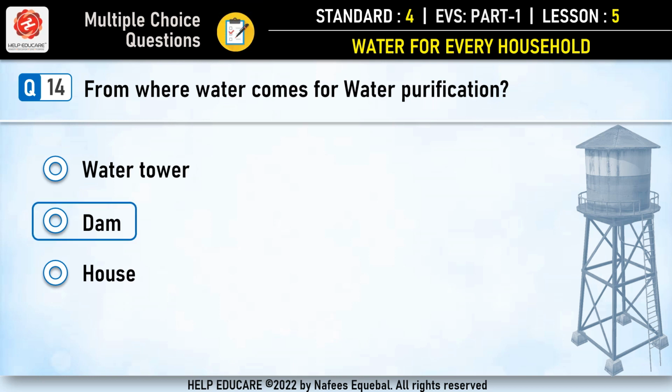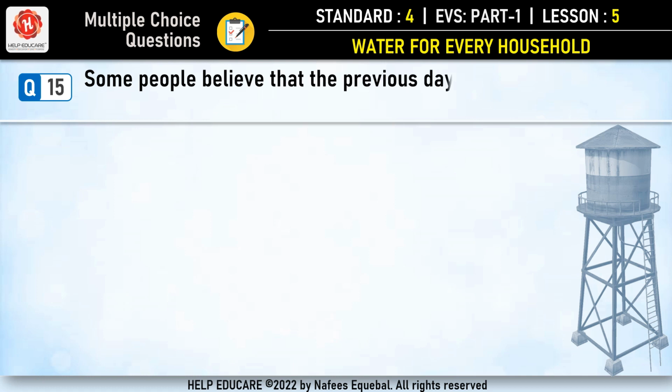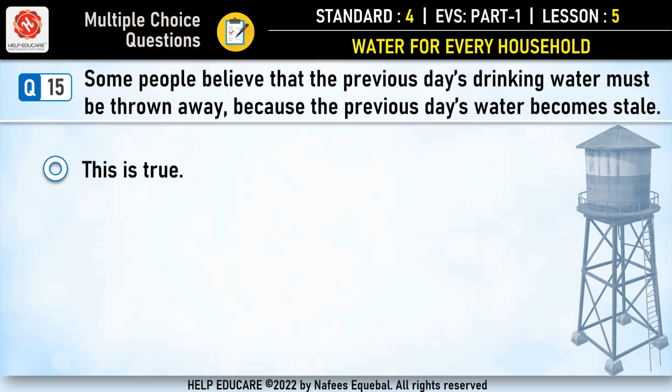Correct answer is dam. Question number 15. Some people believe that the previous day's drinking water must be thrown away because the previous day's water becomes stale. First option, this is true. Second option, this is a misconception.